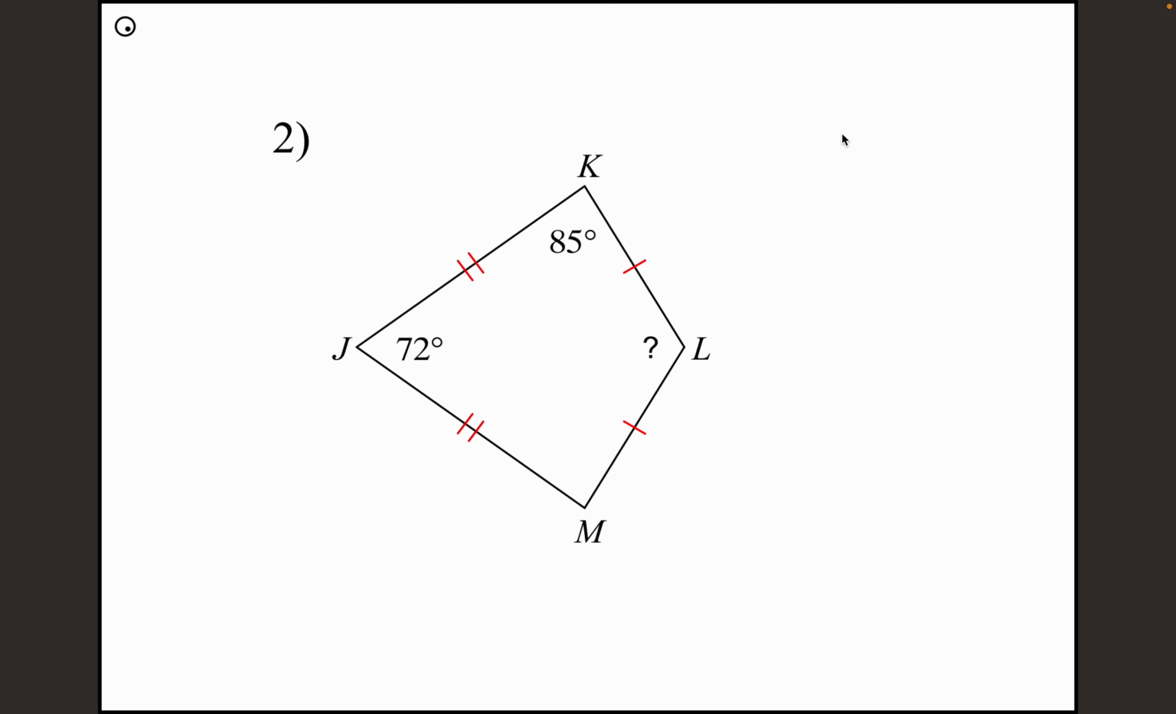Let's go ahead and find M as well. How can we figure out what the value of M is? Yeah, it's in between the two different sets of congruent sides, so this is also going to be 85. Okay, perfect. Now, angle J and angle L are not congruent, but how can we figure out how to solve for angle L?